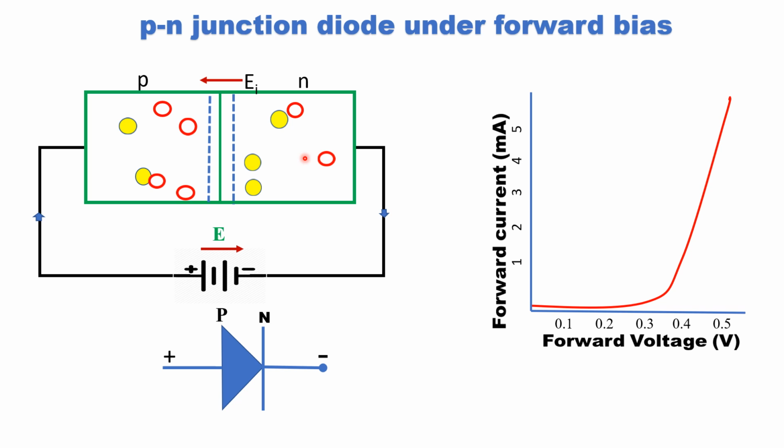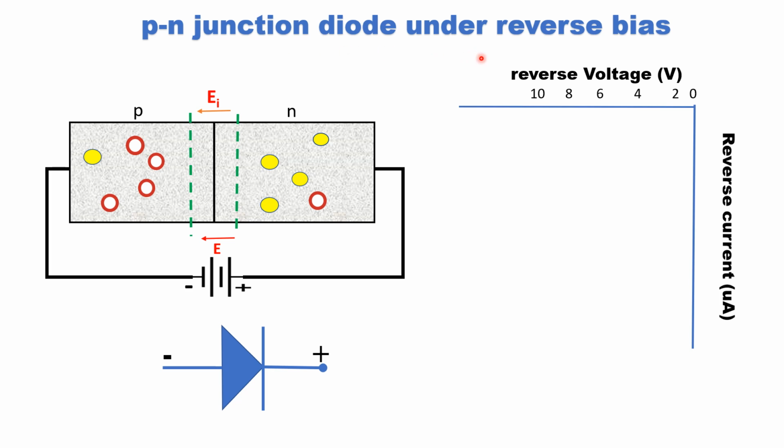Here you can see in the plot the current increases very slowly initially, which is due to the potential barrier. But when we increase the external electric field above a certain voltage, the current increases rapidly. This voltage is known as the knee voltage. Its value is 0.7 volt for silicon and 0.3 volt for germanium.